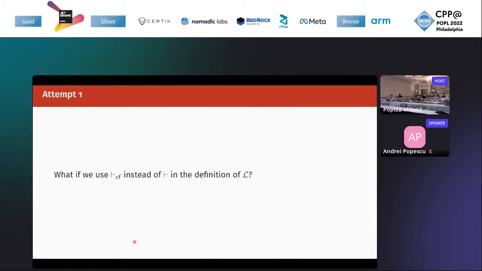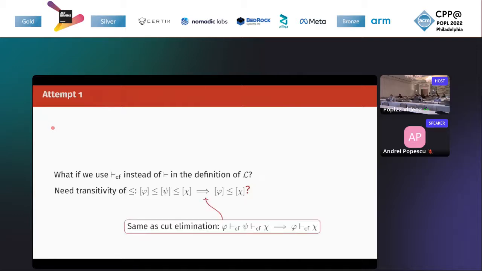So as a starting point for cut elimination, we can consider just using cut-free provability instead of regular provability in the definition of L. However, we will run into the following problem. We need to show that the ordering of the equivalence classes is transitive in order for it to be a partial order. However, showing this is essentially showing the transitivity of the cut-free provability relation, which amounts to the same thing as showing cut elimination. So we are back to square one.